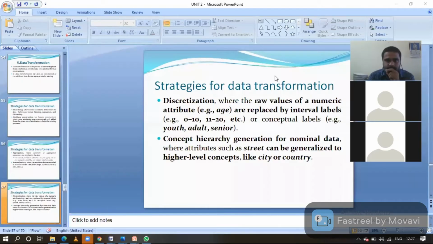Let us resume, guys. The concept hierarchy generation for nominal data. Here we are going to represent the higher level concepts in place of lower level concepts, like the street is a lower level concept. In place of that, I am going to represent it with a higher level, like city and country. Like RRPet, that is a street. In place of that, we can represent it with a city, that is Eluru, or with a country name, that is India. That is one type of data transformation, guys.